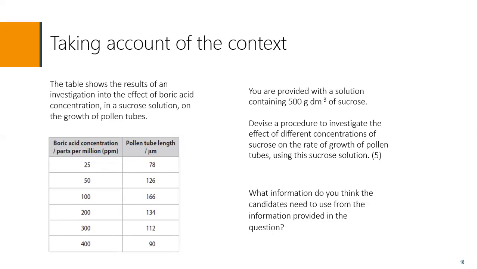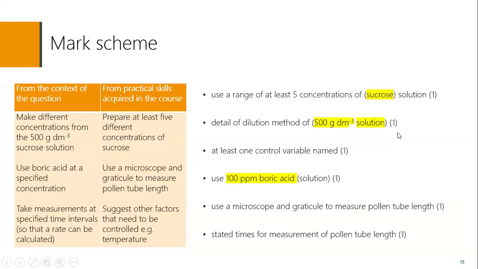And then when they've got that information, they should then use information from practicals they have carried out, such as knowing that there should be a minimum of 5 different concentrations of sucrose solution, that they will use a microscope and graticule to measure the pollen tube length at specified time intervals, and identify other factors such as temperature that need to be controlled. So this summarizes that.